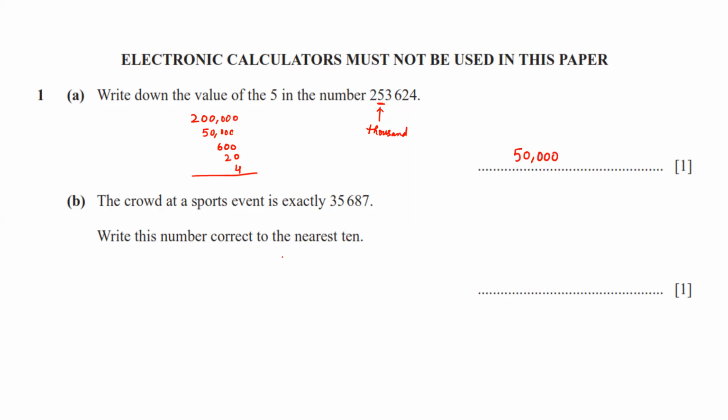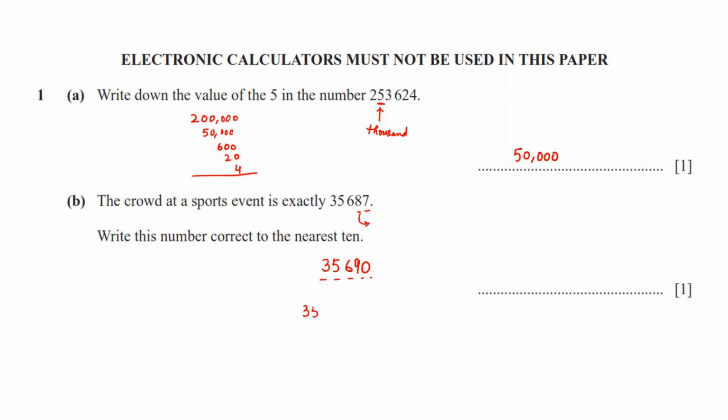So the number 5 has a value of 50,000. Part B says the crowd at a sports event is exactly 35,687. Write this number correct to the nearest 10. So this is the 10s location of the number, and we have to write the number to the nearest 10. So this will be 35,690.